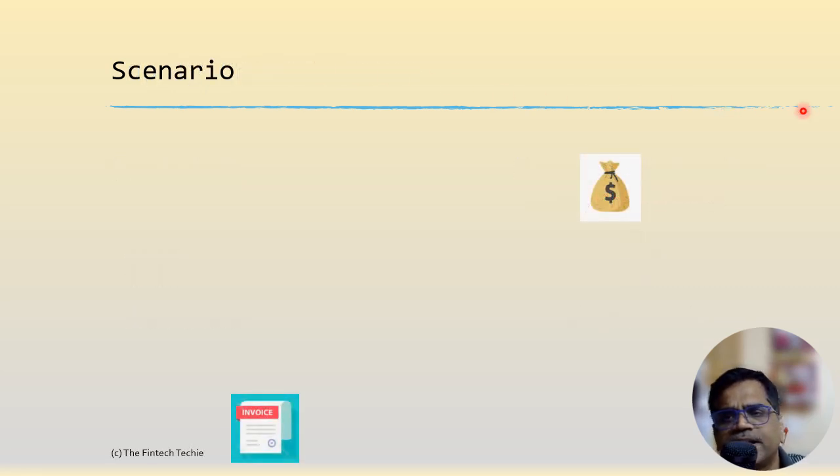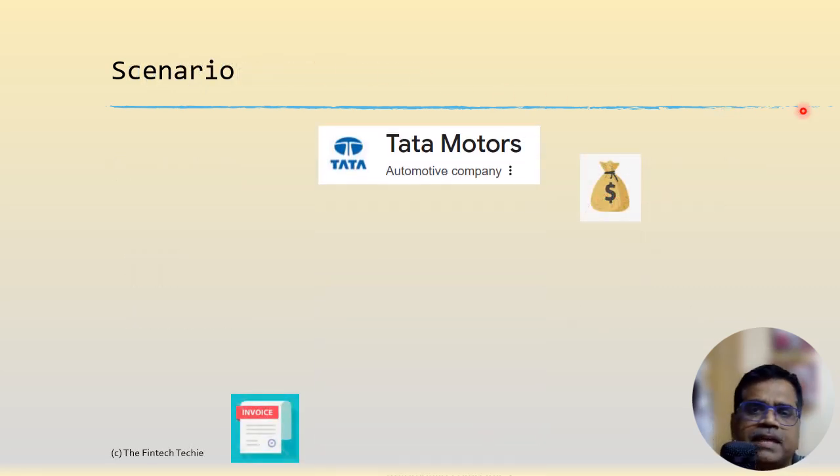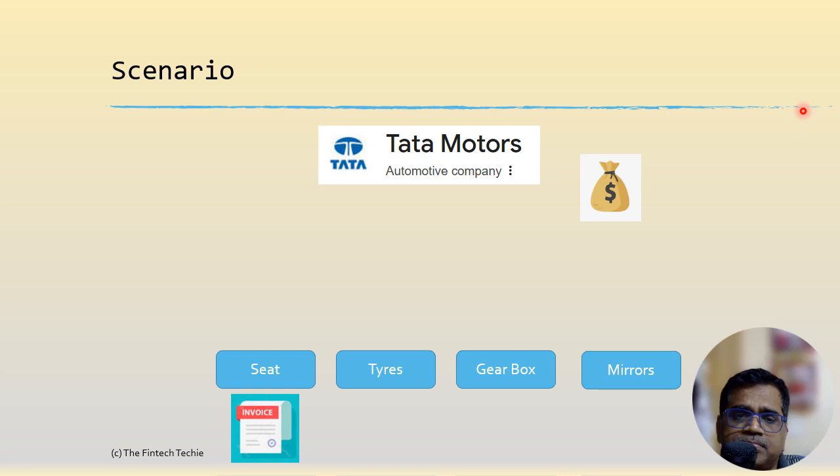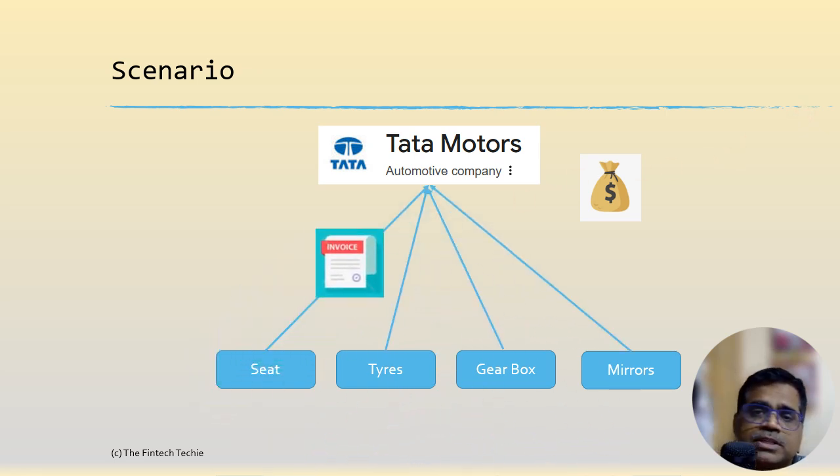So consider this scenario. You have a big corporate, Tata Motors, a big automobile company in India, and they will have a lot of suppliers: seats, tires, gearboxes, mirrors, hundreds of suppliers, small and big. Most of them will be small and medium enterprises or even micro enterprises. They will be supplying their goods to Tata Motors and then they will send their invoice. So let's assume that the seat manufacturer here sends an invoice of 100,000 to Tata Motors.